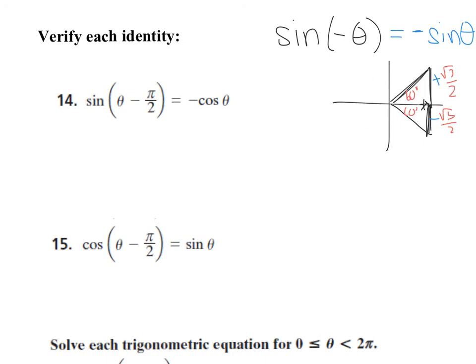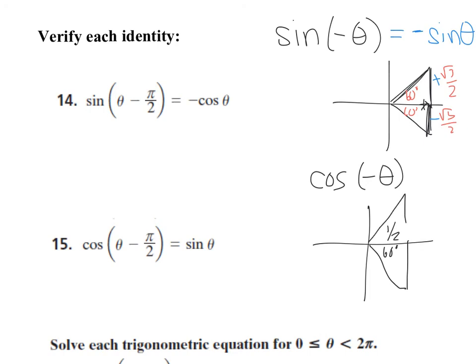The second negative angle identity is if you have the cosine of a negative angle. So let's do that same 60-degree angle. If I have the cosine of negative 60, I'm not drawing my 60 very well, but the x value is going to be 1/2. Even if I did positive 60, the x value is still going to be 1/2. So the cosine of a negative angle is still the same value. These are both 1/2 right here. So I'm going to use that over here to verify this.